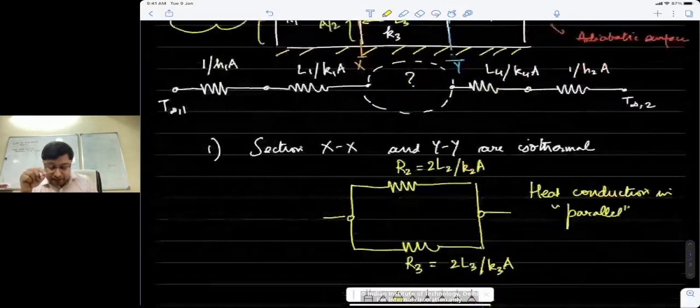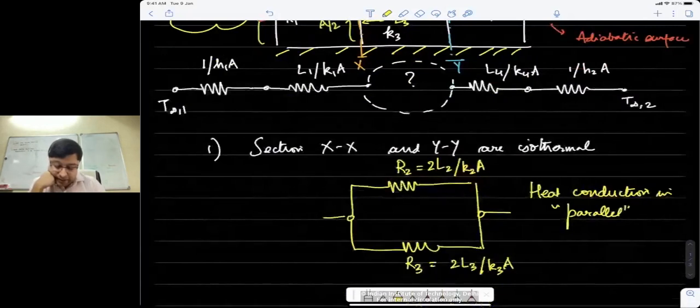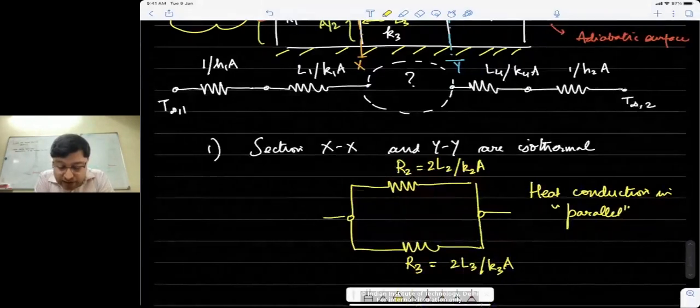I'll say there are two different things. The first thing is that the heat conduction coefficient is different for both the slabs. So then delta T won't be the same. No, no. Think of it this way. I'll simplify the problem for you.